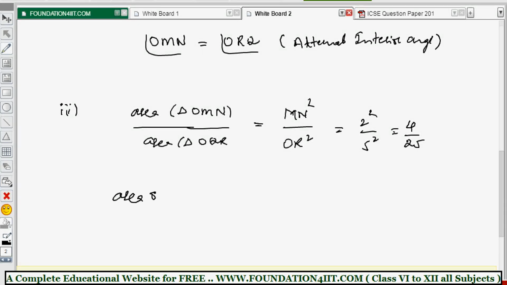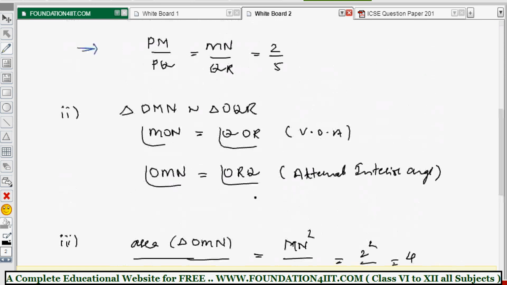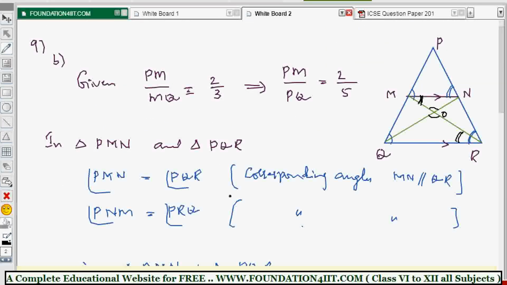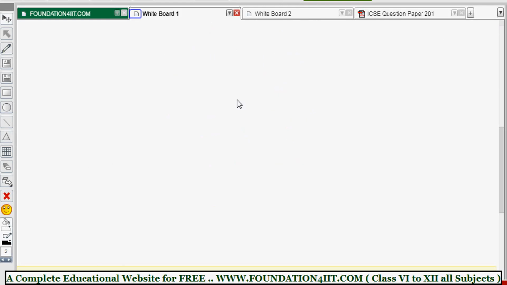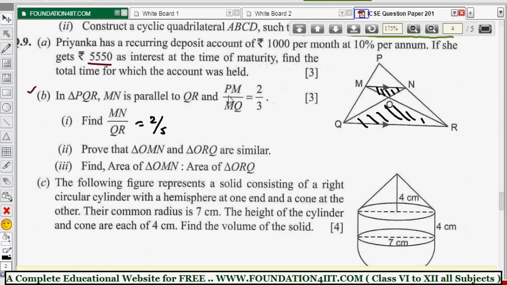Therefore, area of triangle OMN to area of triangle OQR is 4 is to 25. Okay, everything is the same. Yes, so you can prove it that way. Okay, so this is the 9th B. Now we'll see this C.